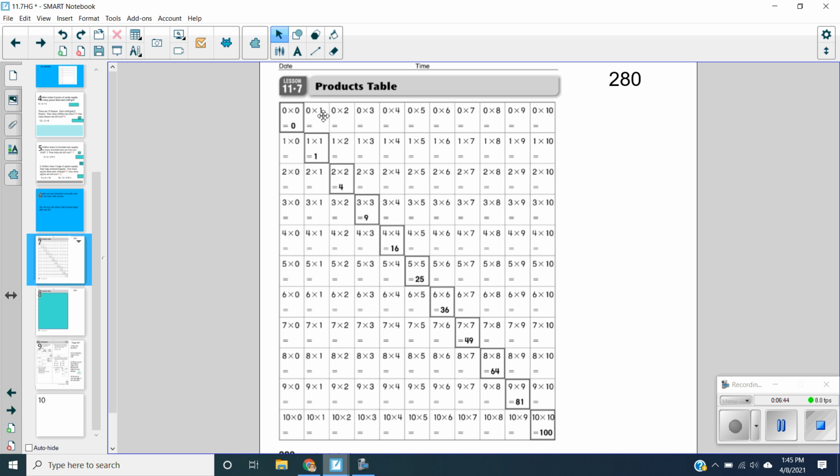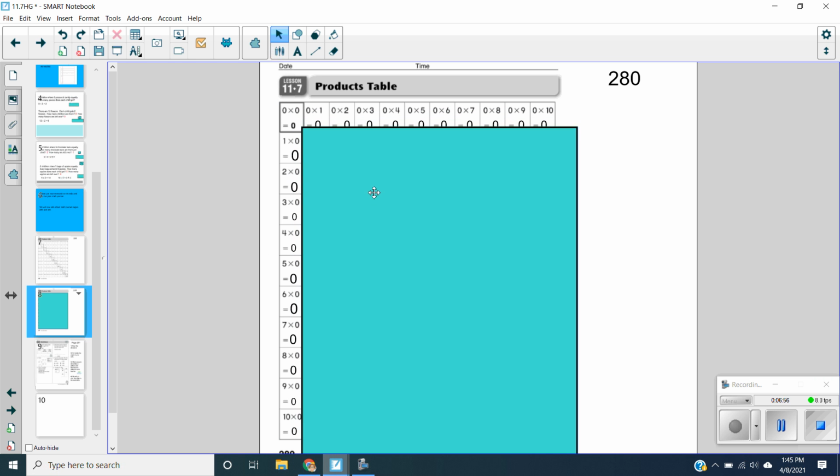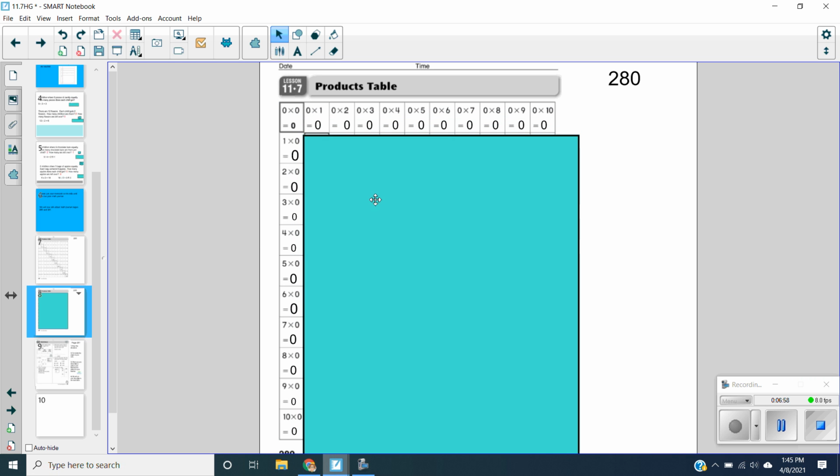So could you take a moment and fill in your answers for our 0 column? Press pause and then play when you're ready to move to the next thing. So you should have filled in your answers for your 0 because again, whenever we're multiplying by 0, our answer is going to be 0.